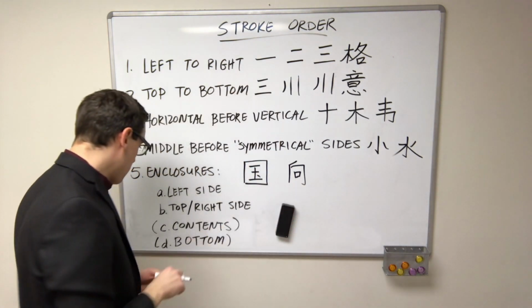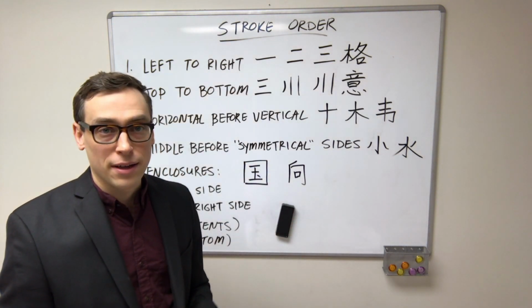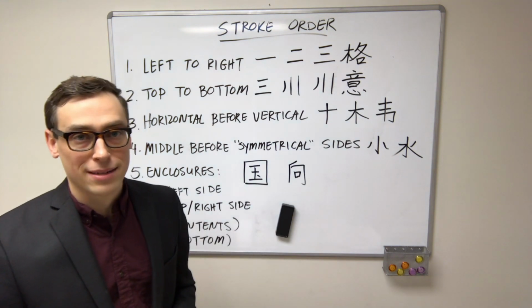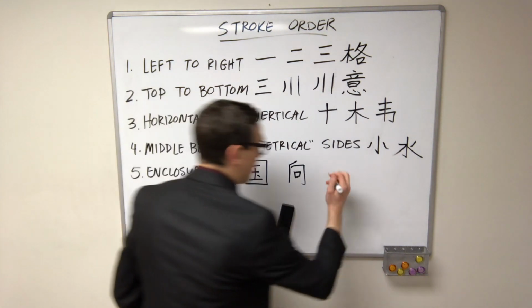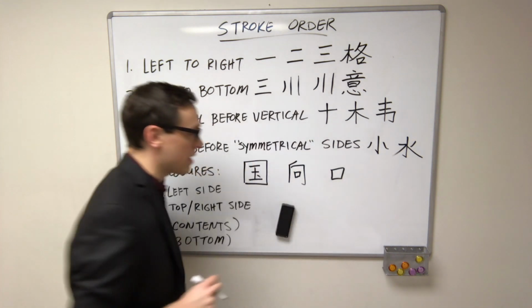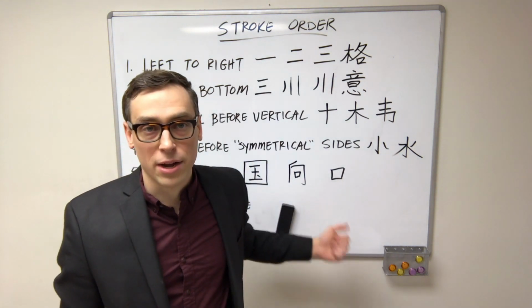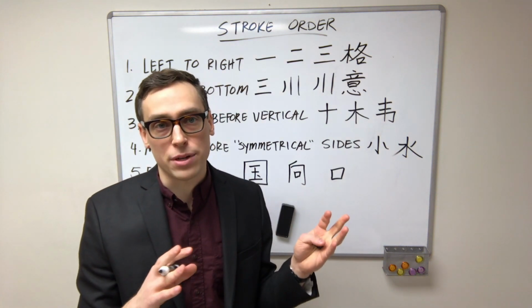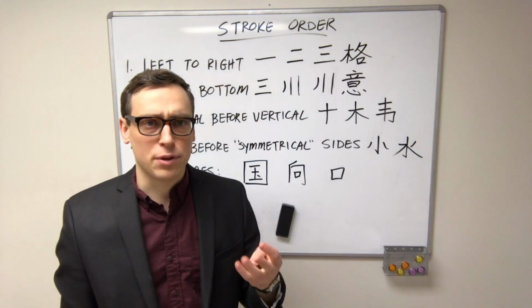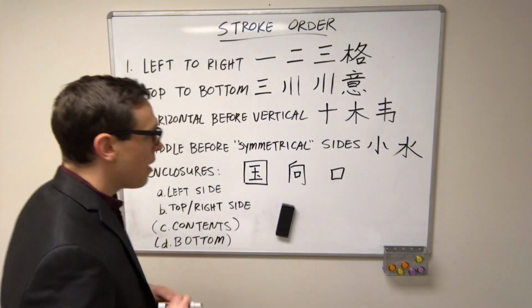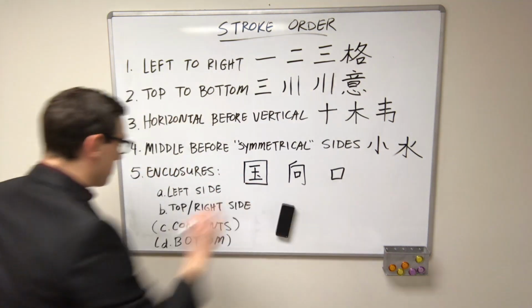Okay, now let's do one with a bottom, but there's no contents to fill in. So the most classic example is this guy here. This is 口 or mouth. You'll see this in a lot of characters that have to do with speaking or language or characters that have grammatical function in the sentence. What guidelines does this follow?